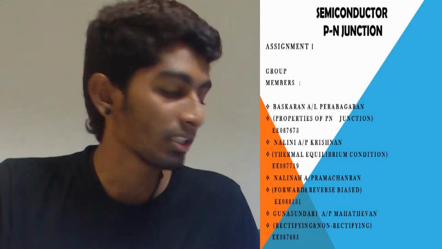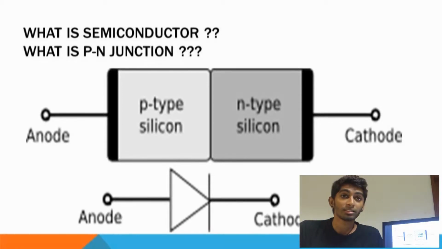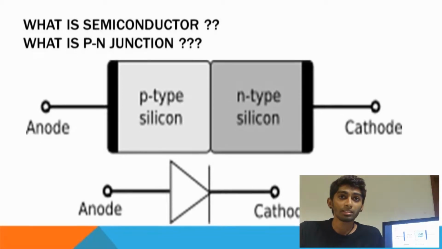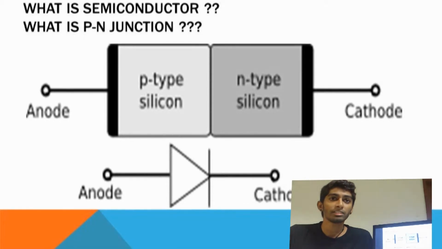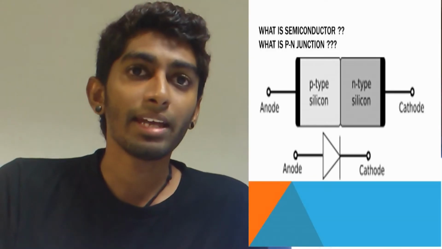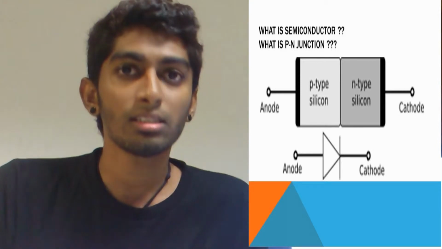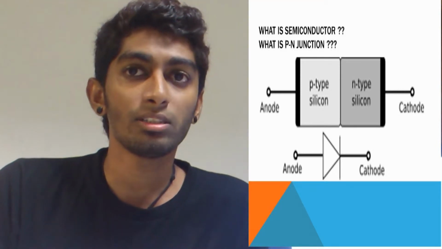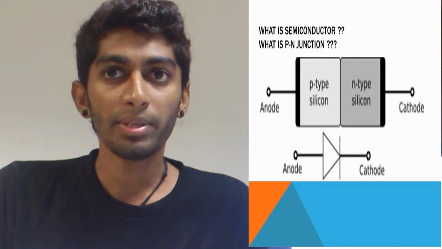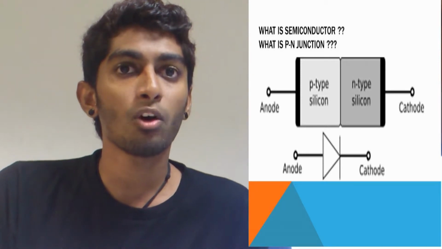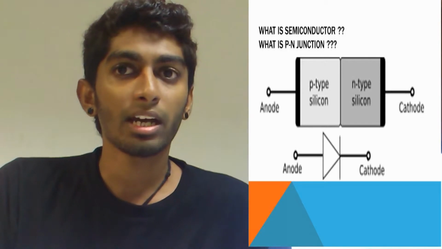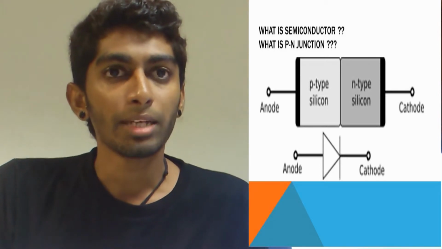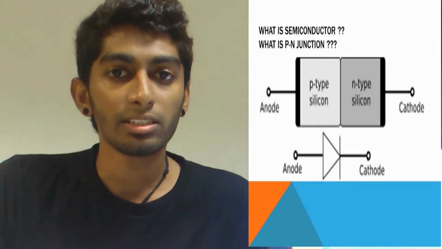What is a semiconductor? What is a PN junction? A semiconductor is a material that can conduct electricity, which is between metal and insulator. An example of an insulator is glass and an example of a metal is copper. A PN junction is one example of a semiconductor device that can conduct an electric current in one direction and blocks the current in the opposite direction.